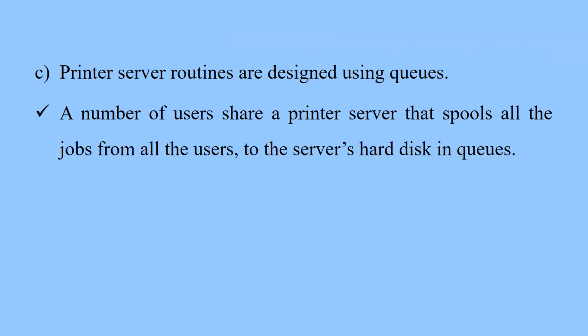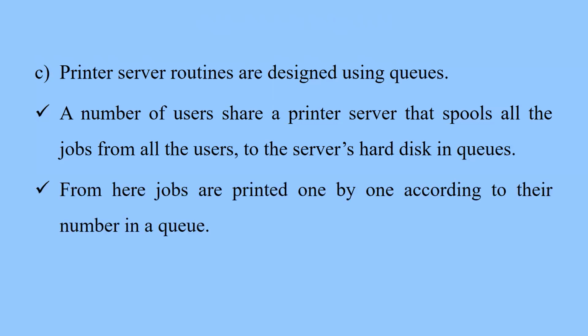So a number of users share a printer server that pulls all the jobs from all the users to the server's hard disk in queues. From here, jobs are printed one by one according to their number in a queue.